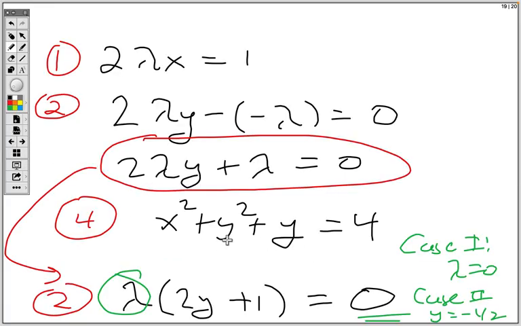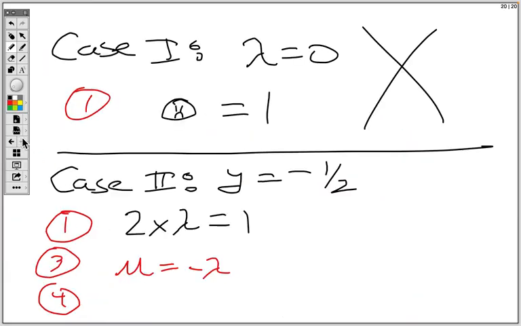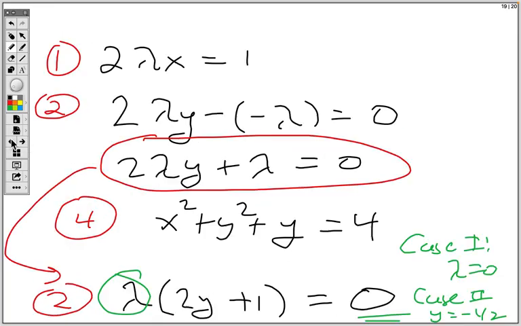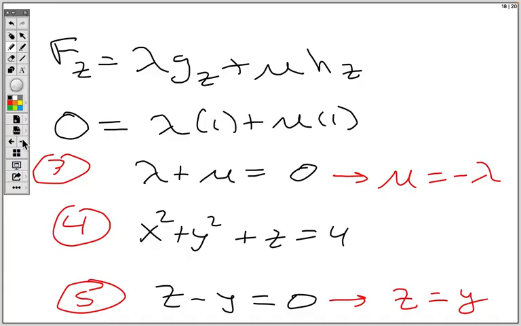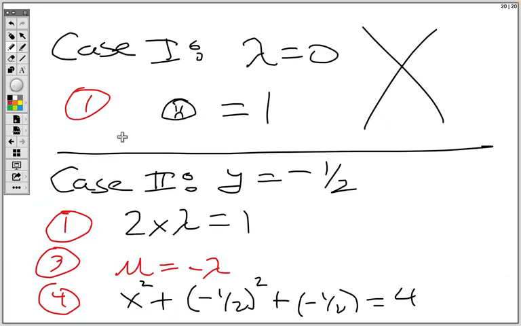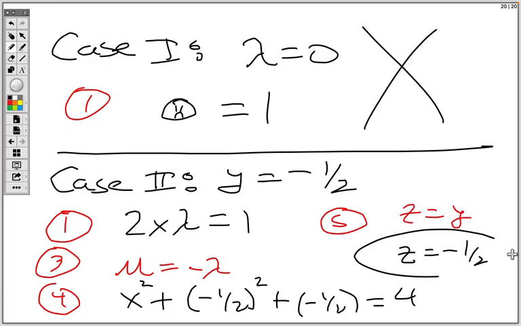What would 4 look like? Well, here, this will give us what x is. Because if I know y is minus a half, I'd have x squared plus minus a half squared plus minus a half. That's all equal to 4. And then what was equation 5? Z equals y. So then z equals minus a half then. So in equation 5, I'll just sneak it in here. Z equals y. They give us z equals minus 1/2. That's x, y, and z.